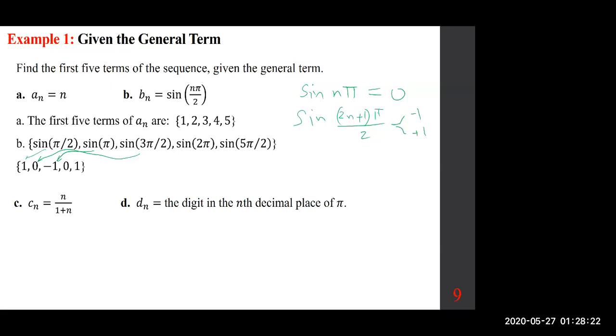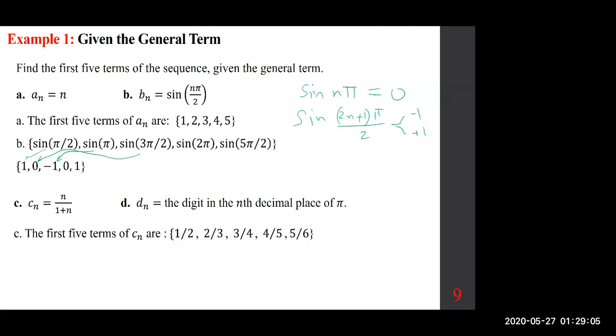And so let's go look at part C. C sub n, the general term, is defined as n over 1 plus n. So replace the n with 1. You get 1 over 1 plus 1, or 1/2. Replace it with 2: 2 over 1 plus 2, or 2/3. And I hope everybody can easily see the answer, which is the following set: 1/2, 2/3, 3/4, 4/5, and 5/6. It's that simple. And we're done.